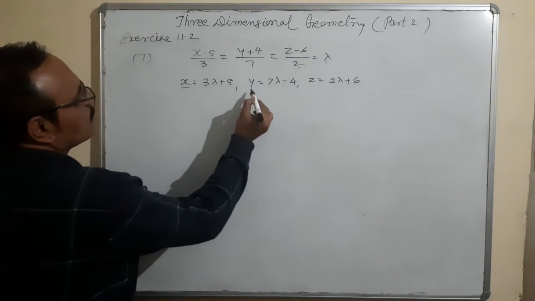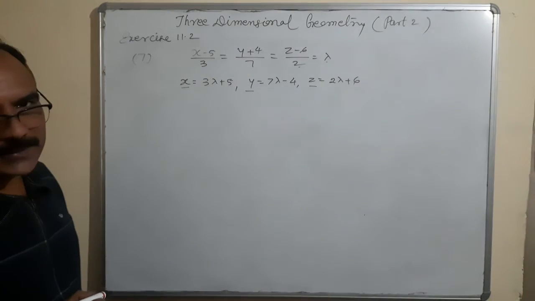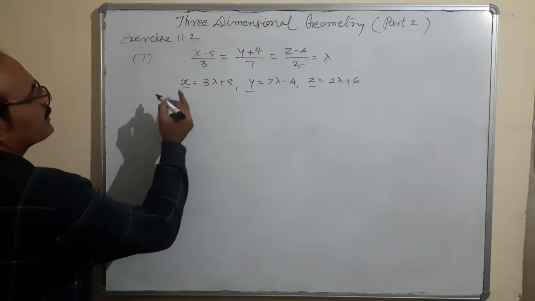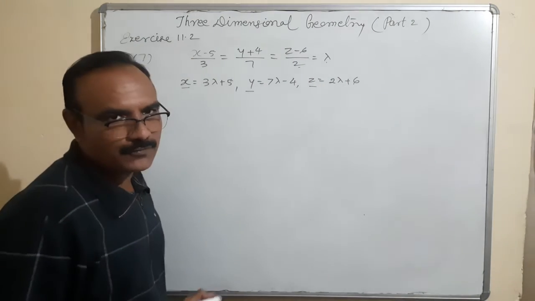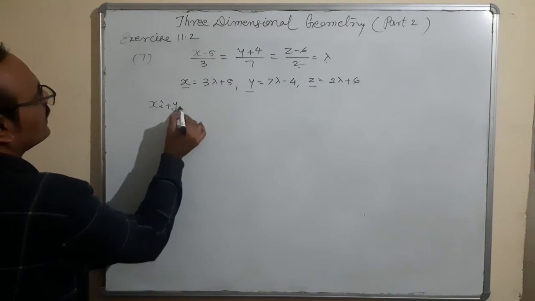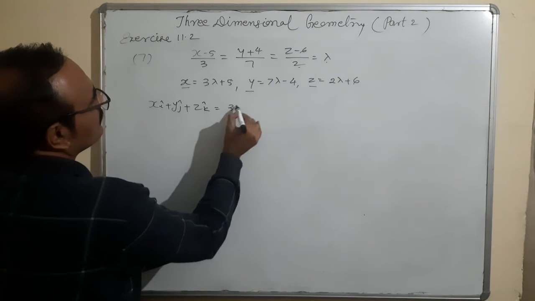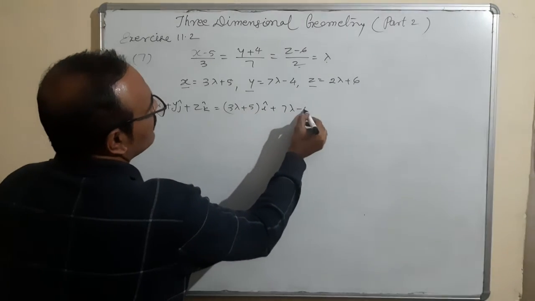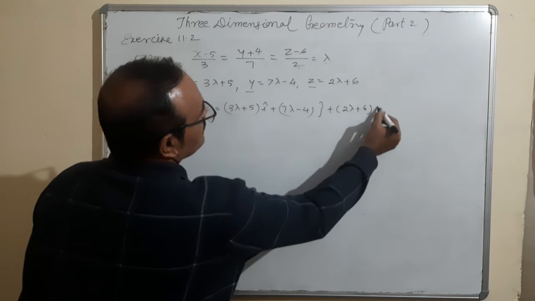See, x, y, and z. Right? These are the 3 points. So when I write this in this format, if these 3 numbers are given, we are converting into the vector form. Then I'll write here xi plus yj plus zk is equal to 3 lambda plus 5i plus 7 lambda minus 4j plus 2 lambda plus 6k.